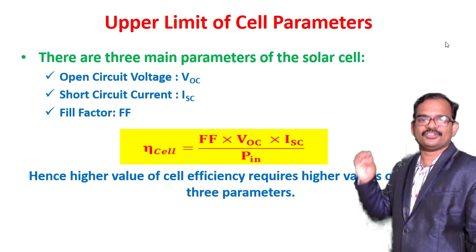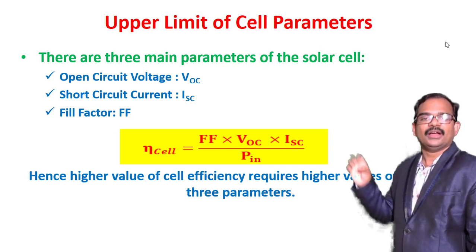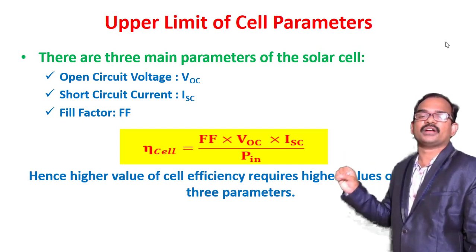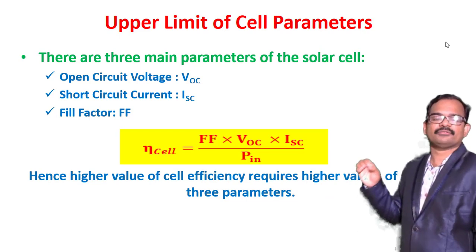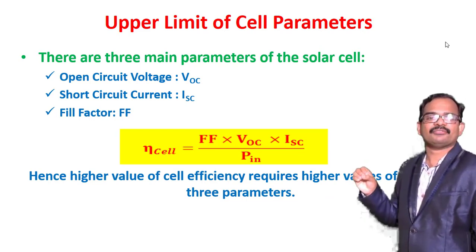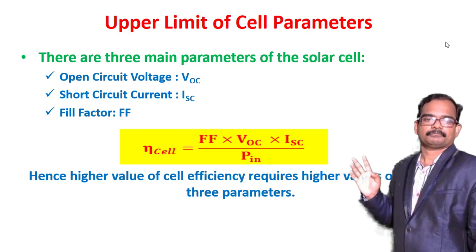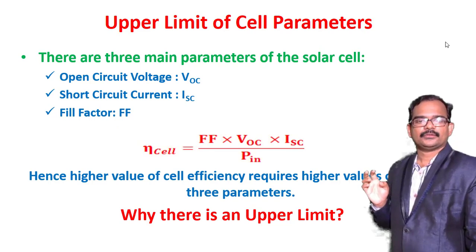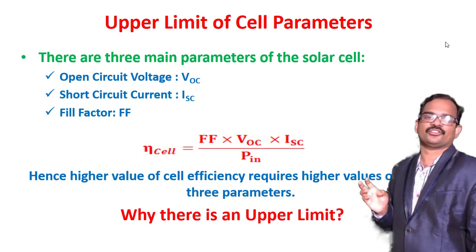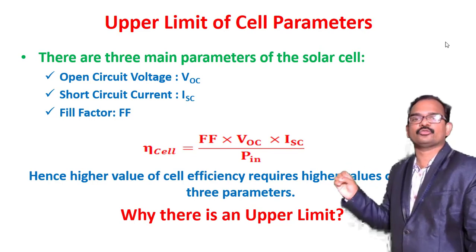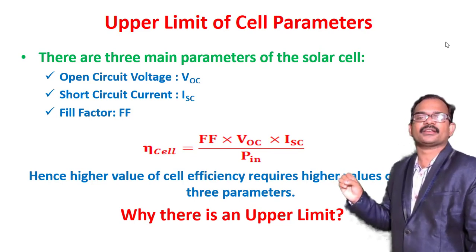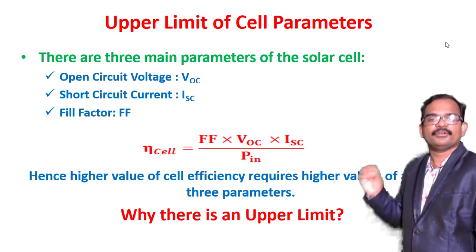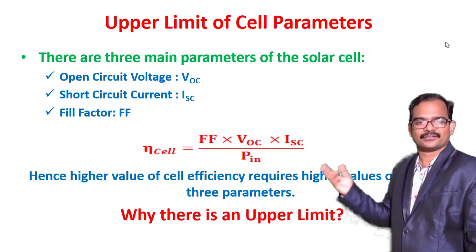If I want to have high efficiency, I should have high fill factor, high open circuit voltage, and high short circuit current. Whenever I have ISC, VOC and fill factor high, then only my efficiency will be high. So why is there an upper limit? Why should there be an upper limit for efficiency, for short circuit current, for open circuit voltage, and for fill factor? That we will see in the succeeding slides.